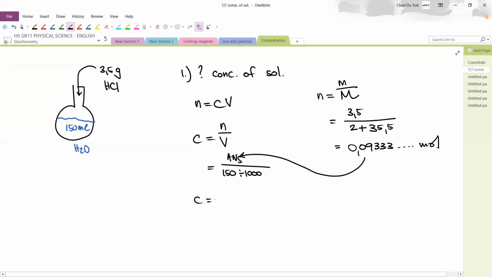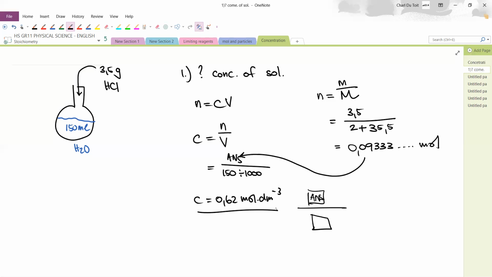So when I do that, I go and do another fraction on my calculator. I put answer on top. So fraction, answer on top. And then at the bottom, I do 150 divided by 1,000. Then I get 0,6222. So that's 0,62 mole per cubic decimeter. Good. Right. So because this is a question, I must end it off with a 2 decimal answer.